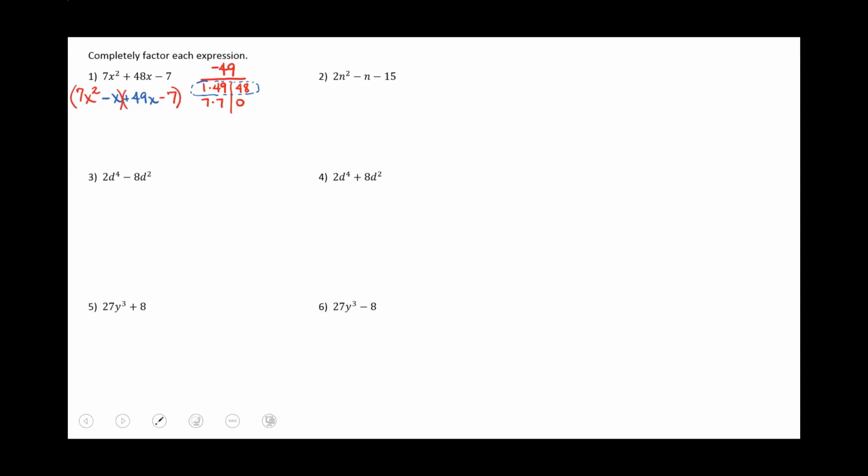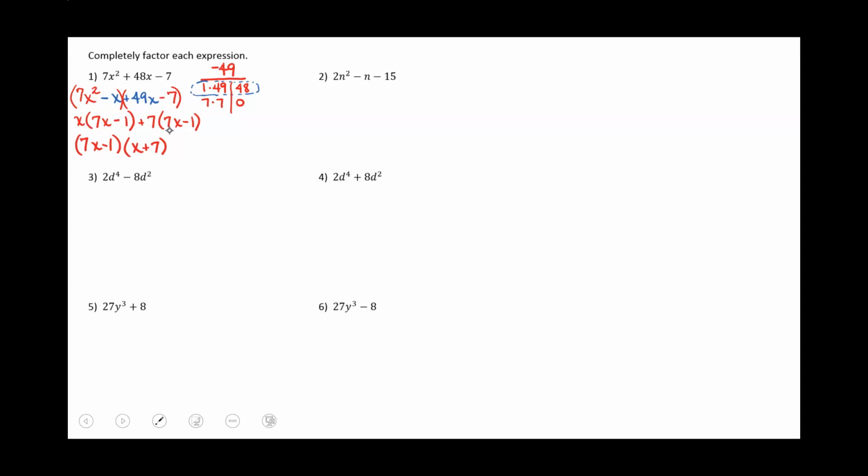So I'll group the first two and I'll group the last two. In that first pair, I can take out what they have in common, which is a positive x. And in that second pair, I can take out what they have in common, which is a positive 7. And again, you can factor by grouping when these two terms are the same. So I'm going to take out 7x minus 1.